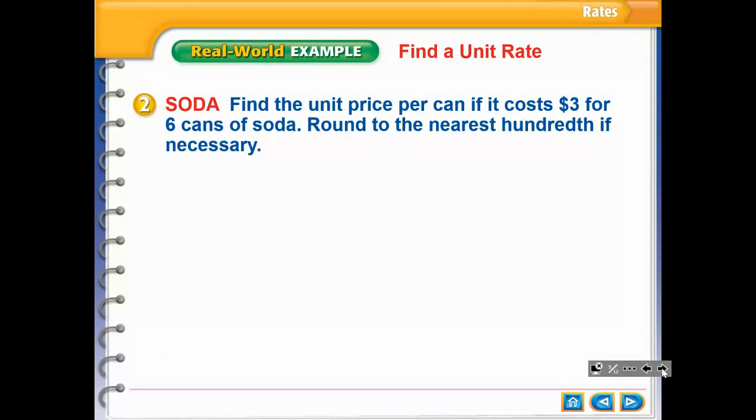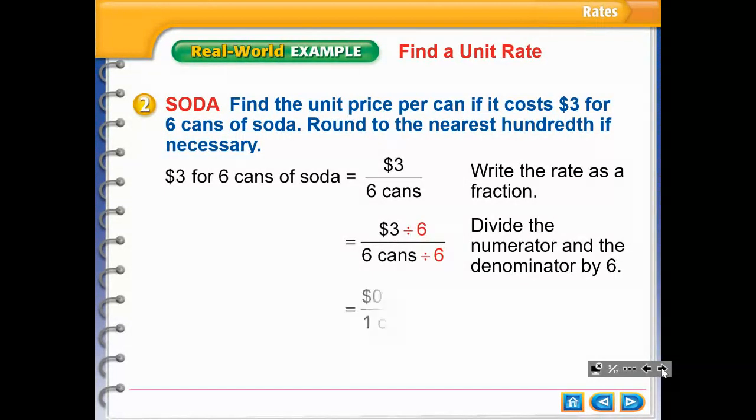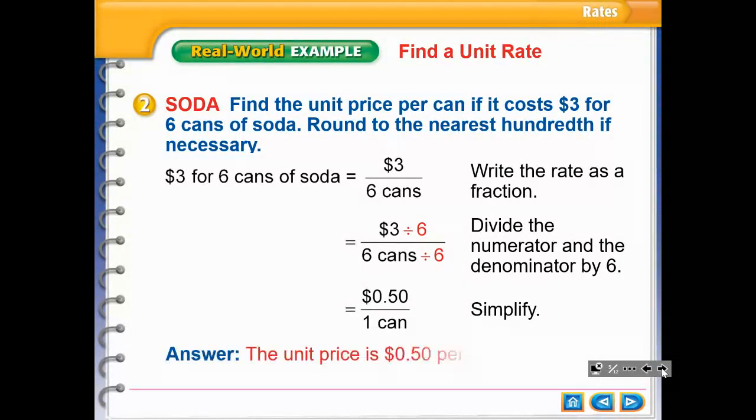All right. Find the unit rate per can if it costs $3 for 6 cans of soda. Once again, round to the nearest hundredth. We'll talk about that more as time goes on. Now, what's really important here, when it says unit price per can, you'll often see me again write the dollars per the cans. I often will write the units first. Then it's easier to put the numbers in the right place. We make sure to divide 3 by 6, not 6 by 3. 3 divided by 6 ends up being a half or 50 cents per can.